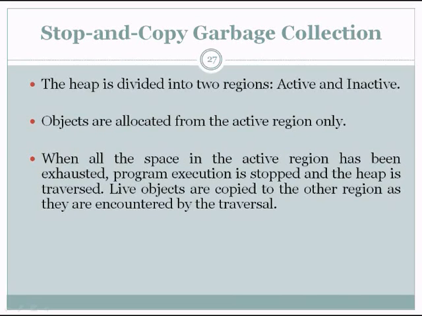Stop and copy garbage collection. The heap is divided into two regions: active and inactive. Objects are allocated from the active region only. When all the space in the active region has been exhausted, program execution is stopped and the heap is traversed. Live objects are copied to the other region as they are encountered by the traversal.